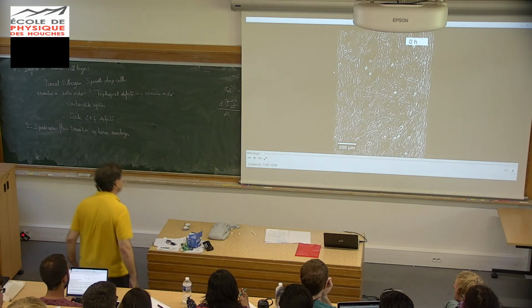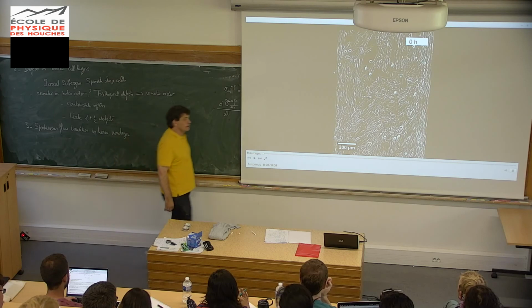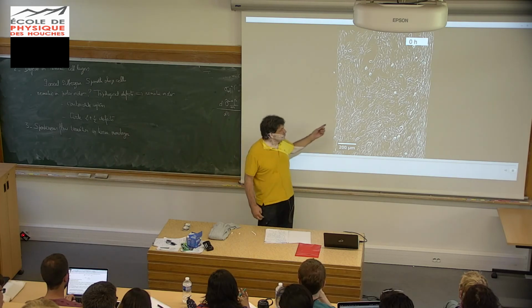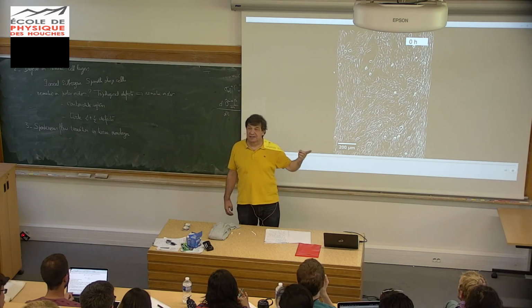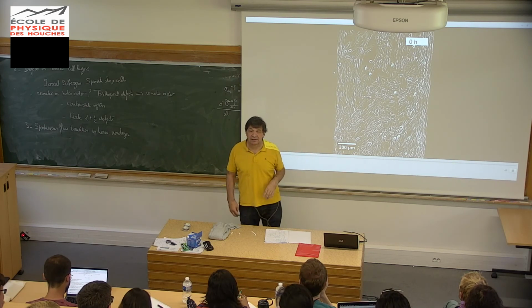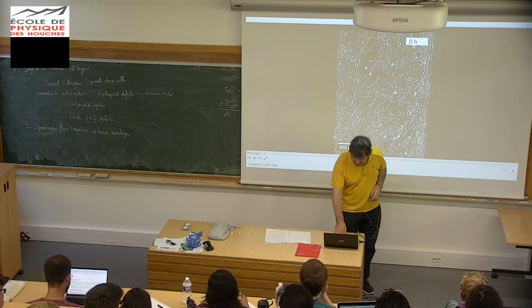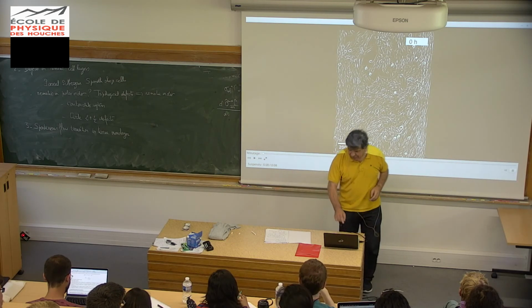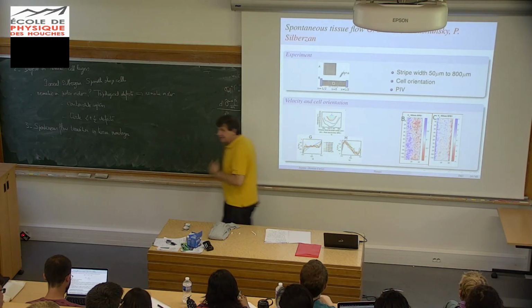So I'll show you. There are two ways to see that. Either you change the activity and you have a critical size depending on activity, or you change the size and you see when it becomes critical. So you can make it quantitative.